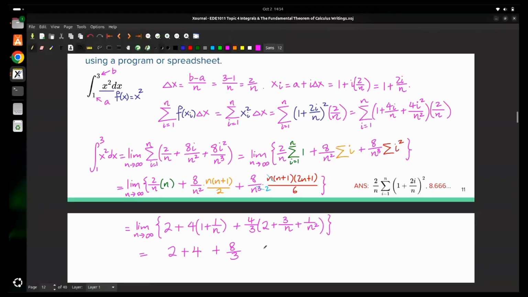So if you calculate this, you notice that you get 2 plus 4 is 6, 6 and 2 and 2/3. So the answer here is 8 and 2/3. Any other questions? Any other clarifications?